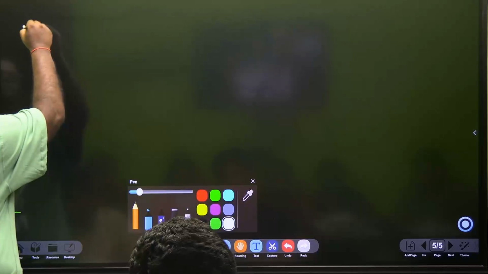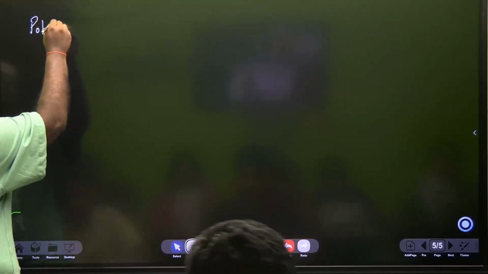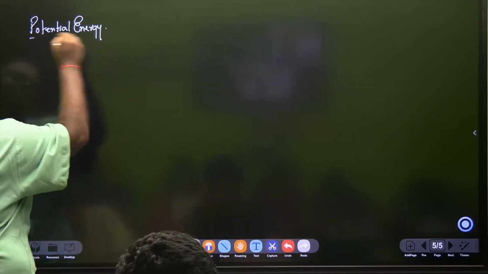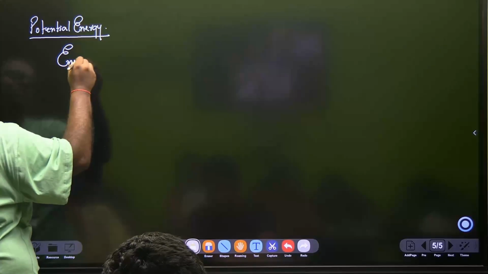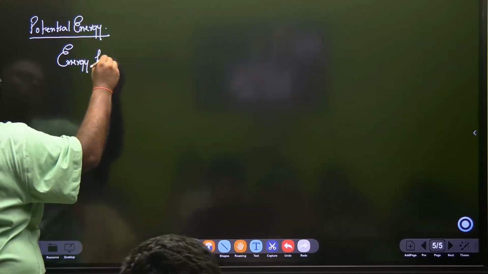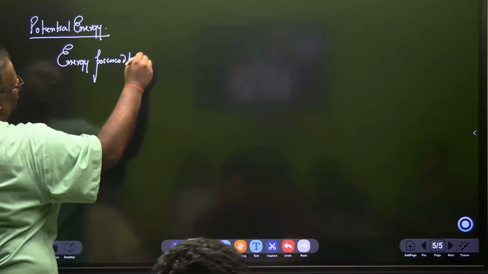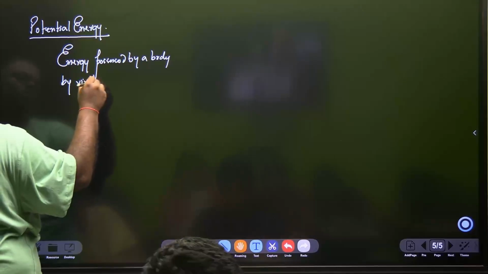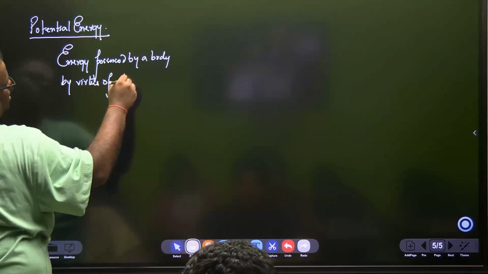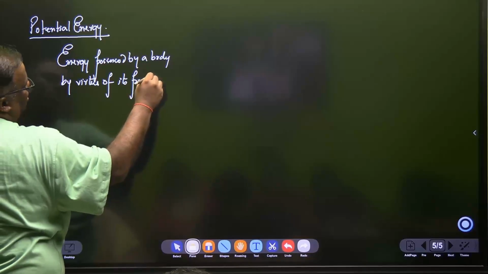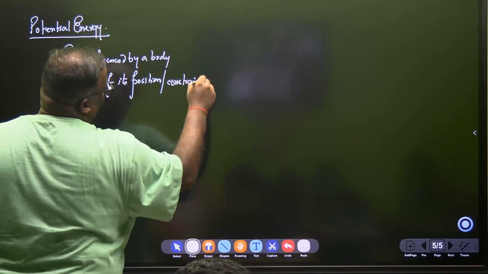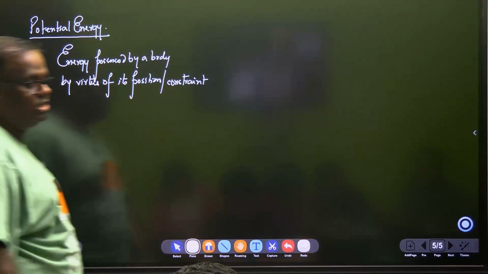Our next form of energy is known as potential energy. We'll just see the definition part. Again, we have a derivation here also. Potential energy is the energy possessed by a body by virtue of its position or constraint. You have to understand: position or constraint.